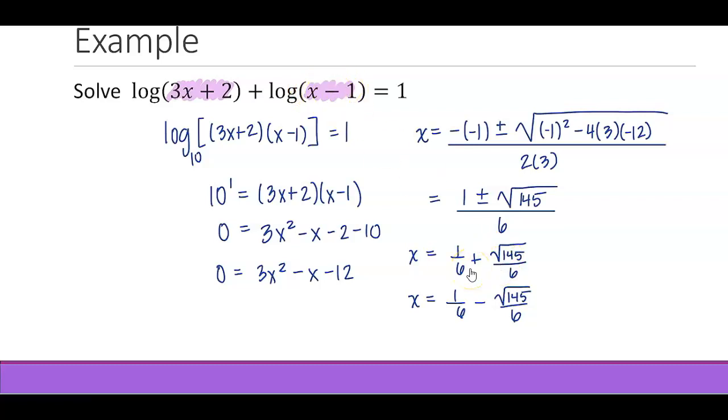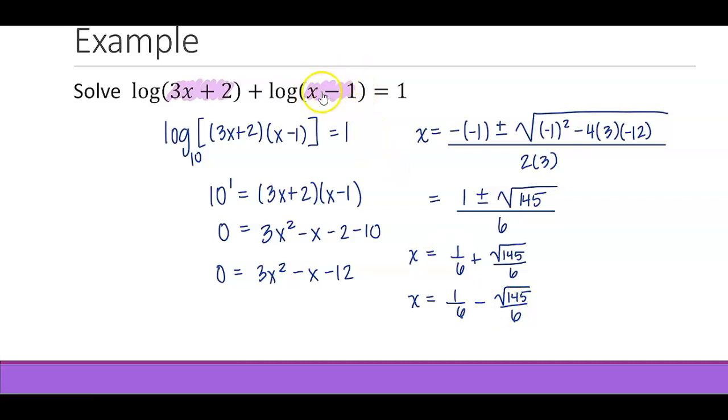So 1/6 plus the square root of 145 over 6 checks out. That is a solution. But now here I have 1/6 minus, we said this was a little bit bigger than 2. So if I take 1/6 minus a number a little bit bigger than 2, that's still going to be a negative number. So that's going to be a problem.